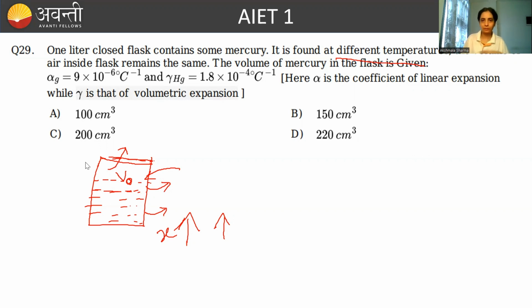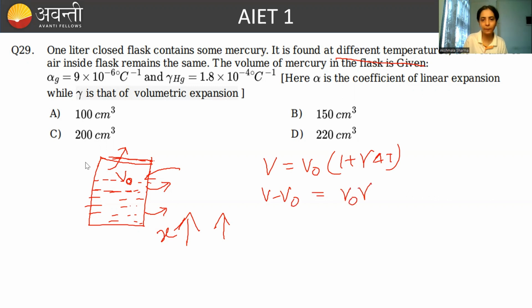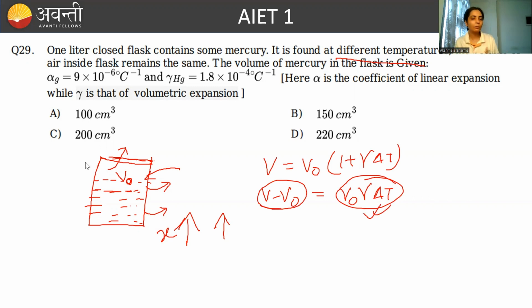So if empty space volume is not changing, it means increase in the volume of mercury is same as increase in the volume of flask. That is volume of flask. Just like, how do you write volume as a function of temperature? Like this: gamma delta T, and V minus V naught, that is volume change, will be equal to V naught gamma delta T. So this is volume change, right? And volume change is equal to initial volume into gamma volumetric expansion coefficient into temperature change.